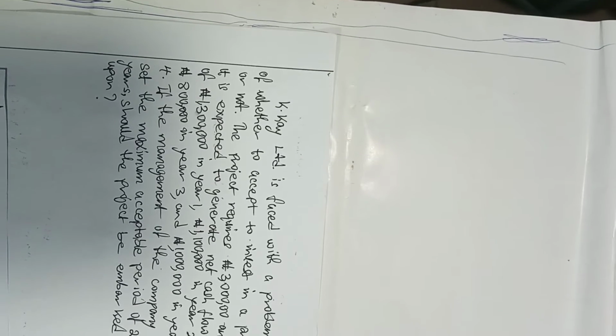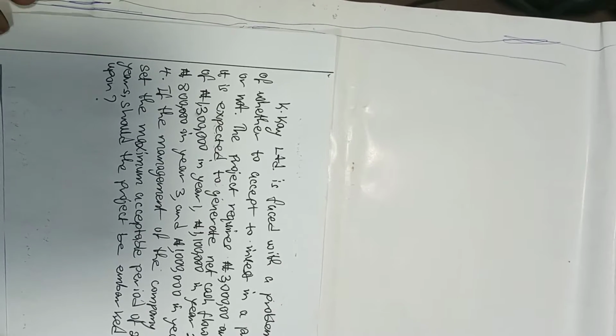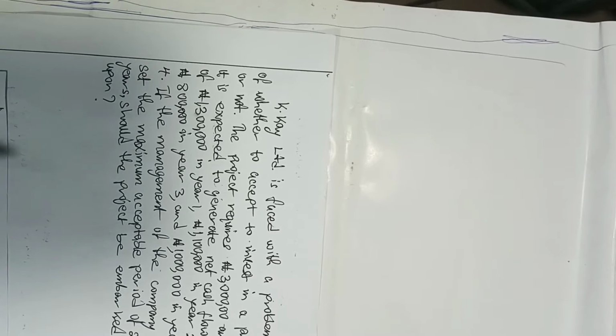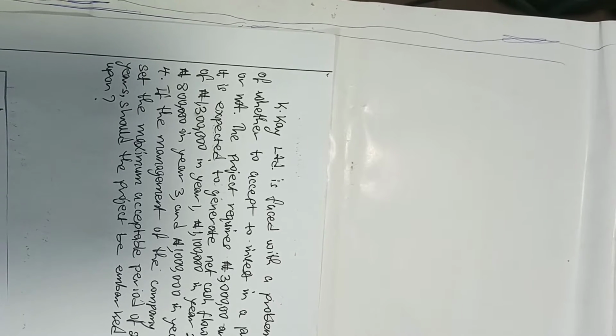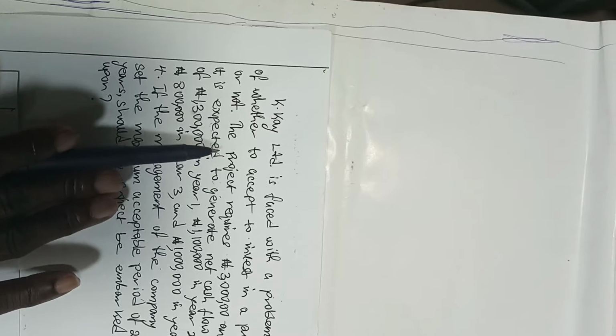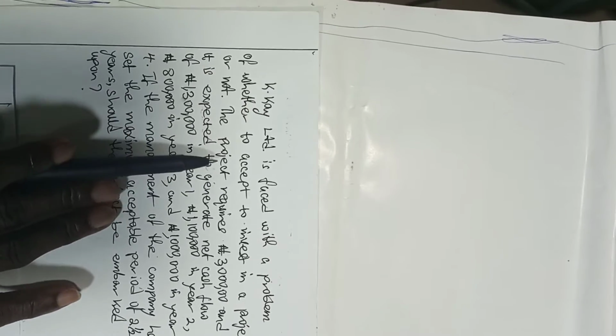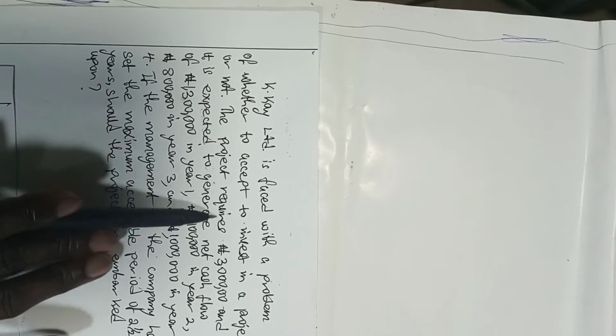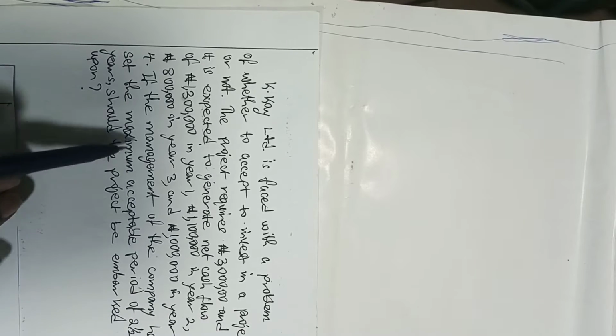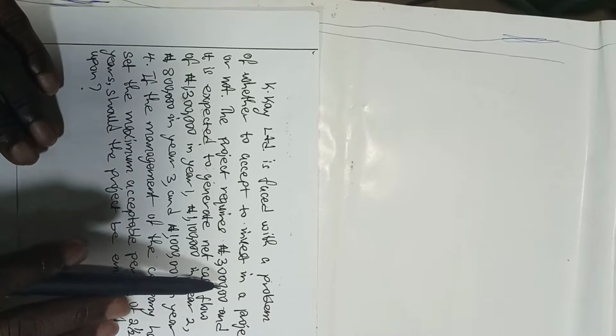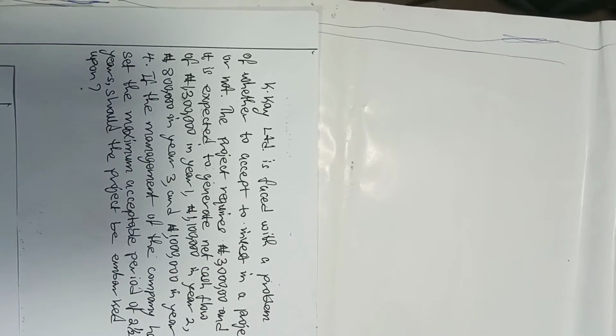So let's evaluate the project now. I want to check whether the project should be embarked upon. The first thing you look at is the initial capital outlay. The project requires 3 million. So this is the initial capital.